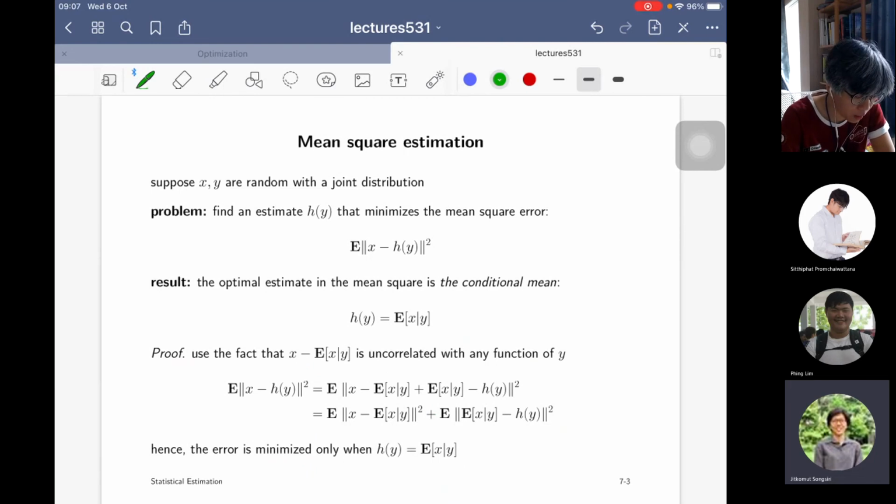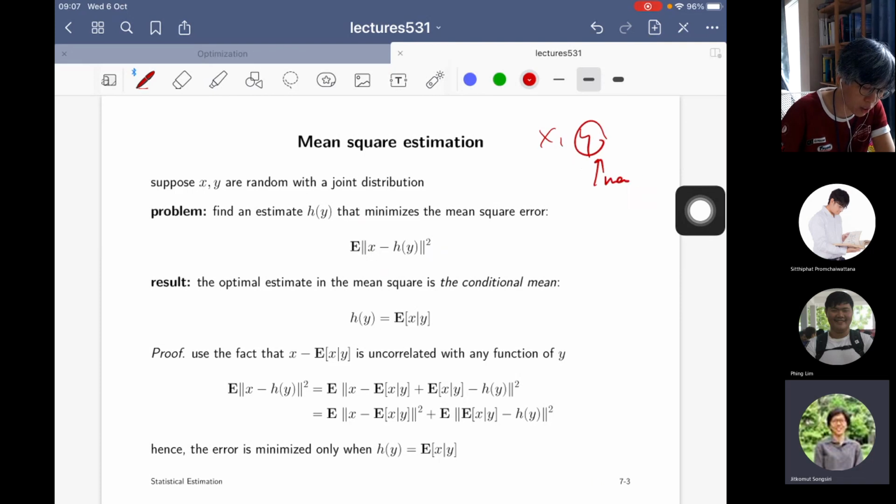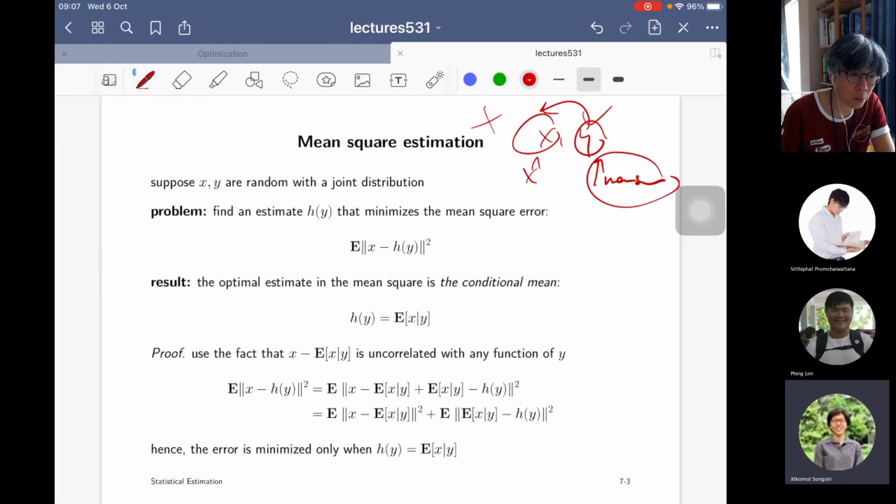So here I present the method. This is very fundamental. This is mean square estimation. Again, this is the scenario where we have two random variables x and y. They have a joint distribution. The problem setting is very simple. You only have measurements of y, but you don't have x. Your goal is to estimate x. You know these are related and y is measurable. So you're going to propose a scheme.